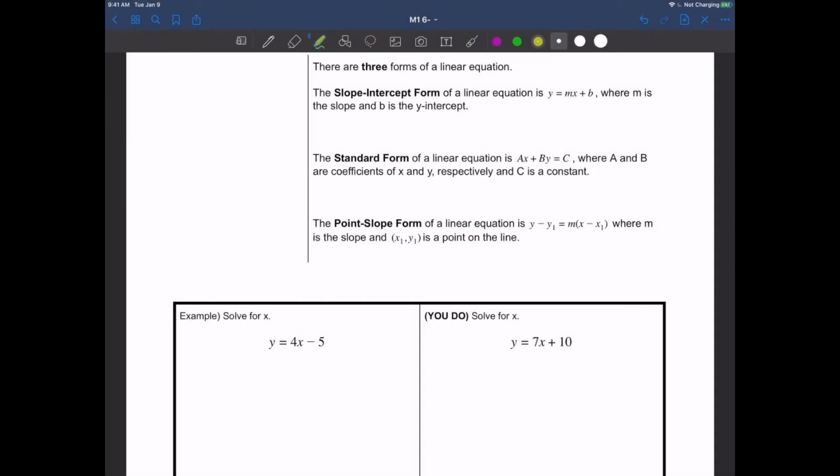So there are three forms of a linear equation. The slope-intercept form of the linear equation is y equals mx plus b, where m is the slope and b is the y-intercept. The standard form of a linear equation is ax plus by equals c, where a and b are coefficients of x and y respectively, and c is a constant. And we also have the point-slope form of a linear equation, which is y minus y1 equals m times the quantity of x minus x1, where m is the slope and x1, y1 is a point on the line.